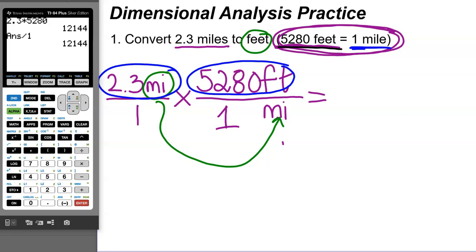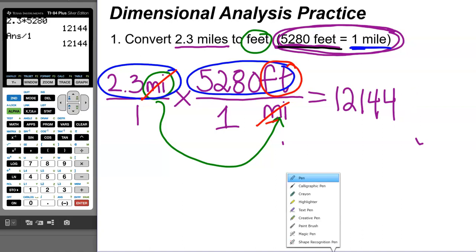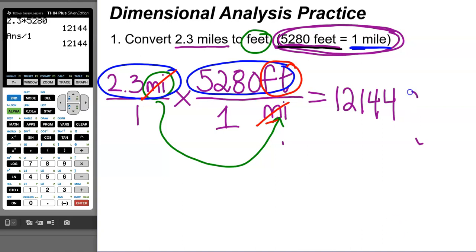So my answer, 2.3 times 5,280, is, let's go back to my pen here, 12,144. And of course I need a unit on my answer. Looking back at my problem, I have miles in the numerator and miles in the denominator, so these are going to cancel out. The unit that I'm left with is just feet. So that will be the unit that I put on my answer over here. Feet.